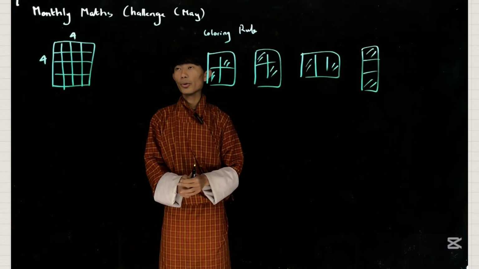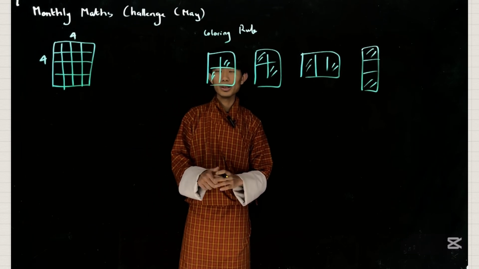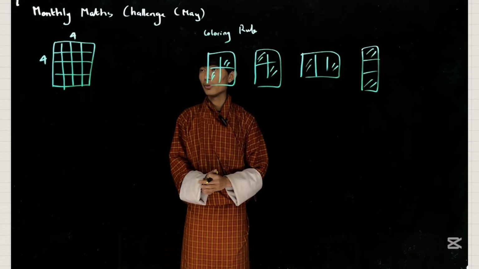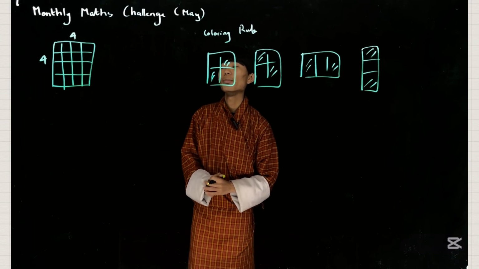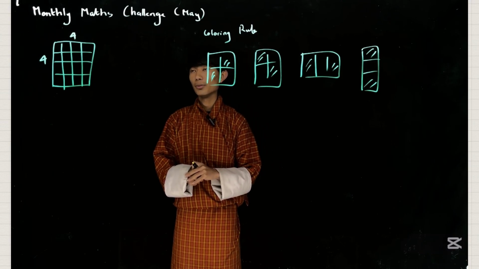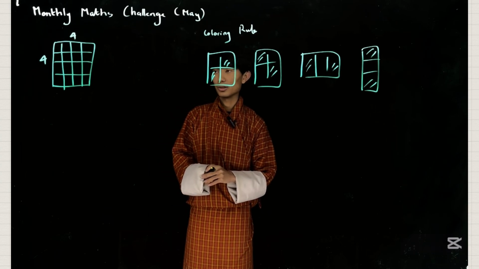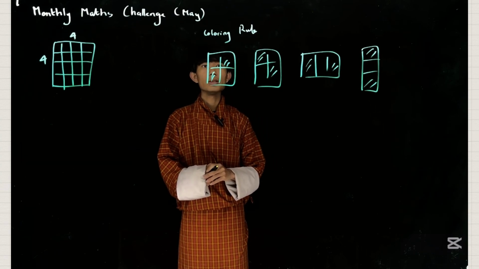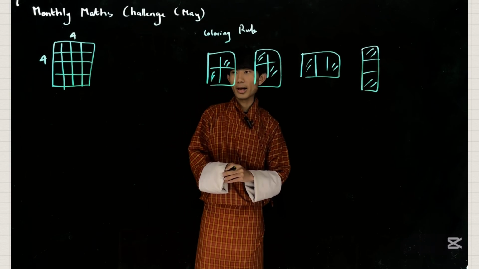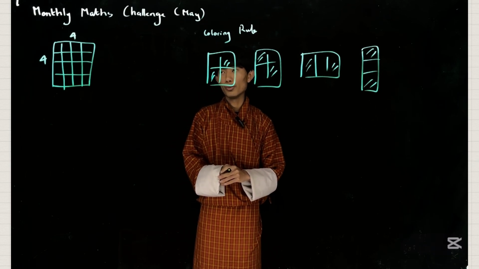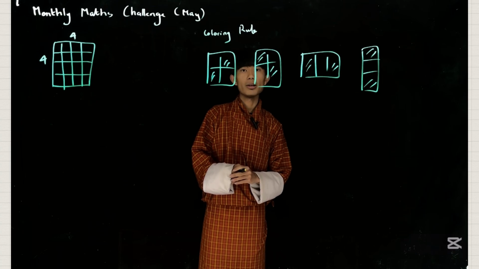So today we'll go over the solution for the monthly math challenge of May. For the monthly math challenge of May, we are given a grid propagation problem. In this problem, we are given an initial choice of selecting any three grids to be colored, and after selecting these three grids, we have to follow these four coloring rules, and we have to try to color the whole 4x4 grid.